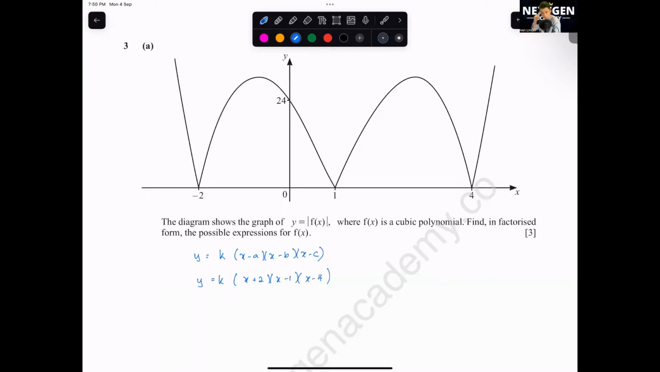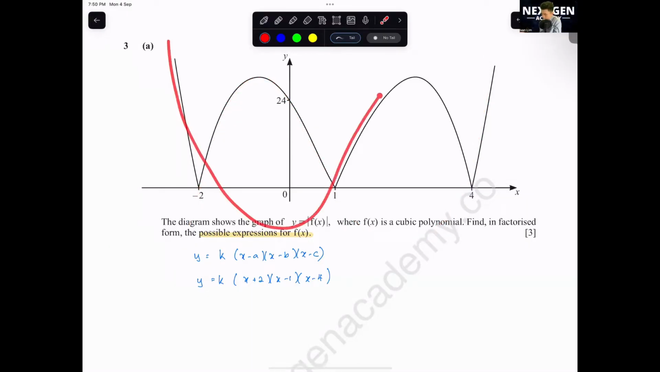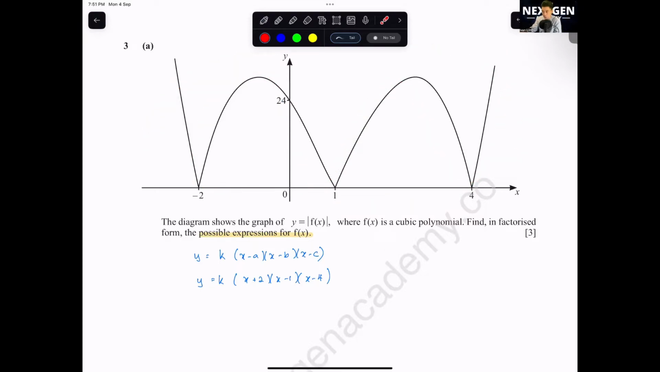Need to remember, next thing, you want to find what is the k value. You look at the language over here. They say the possible expression for f(x). Why is it possible expression? Because of this modulus. The thing is we don't know which one is the original graph. If it's a cubic graph, it can be like that, the sad then happy face, or happy face then sad face. But when I do a modulus to it, both will come out to be the same, like this. Do I know whether it's positive or negative? I don't know. So both will be possible.